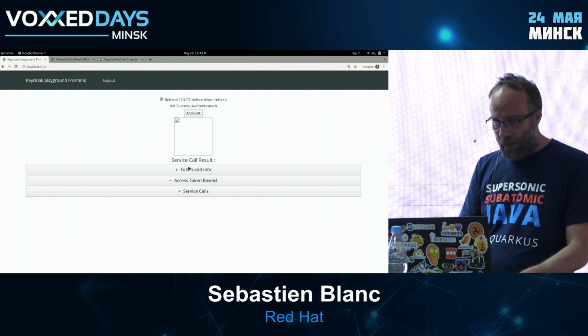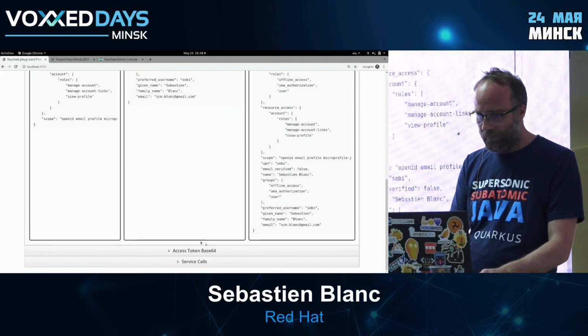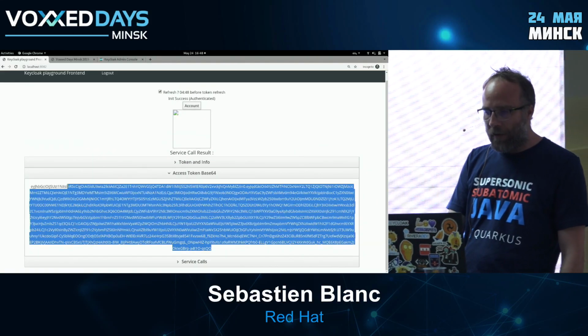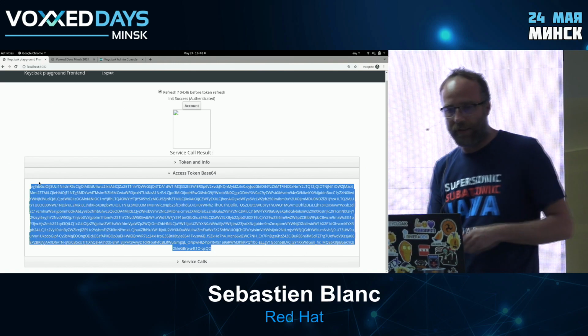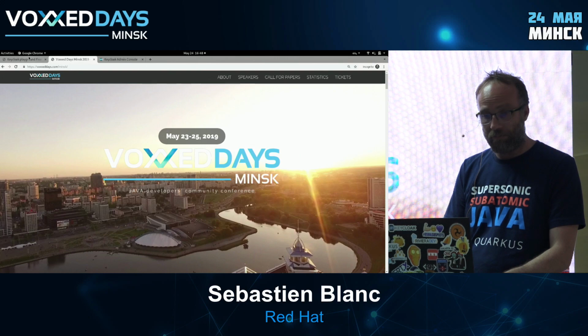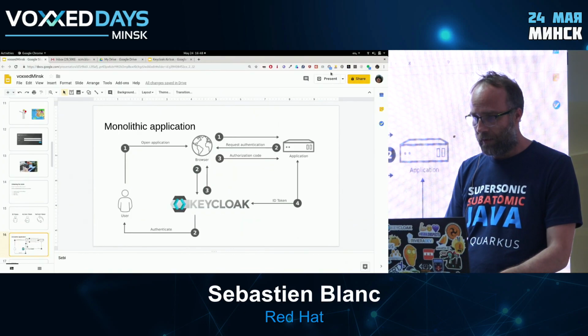Let me see now. So we have this access token, like here. And this is what I'm going to use to call a REST service. Okay? So let me just go back to my slides for a while. Here we go.